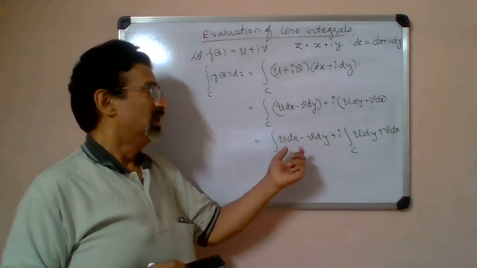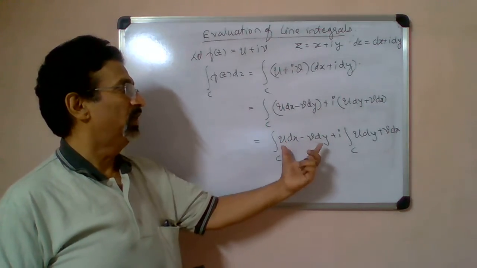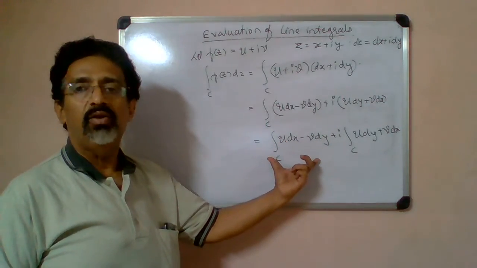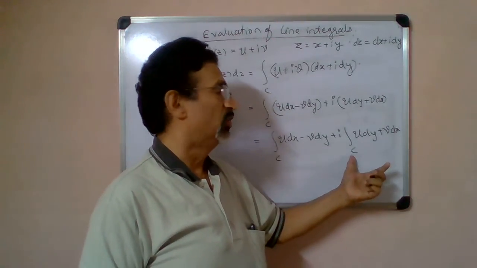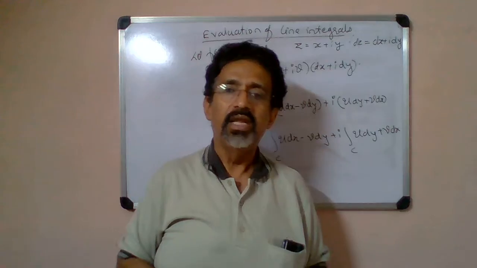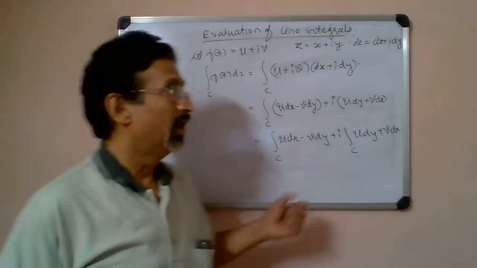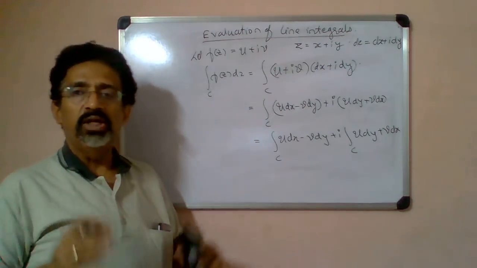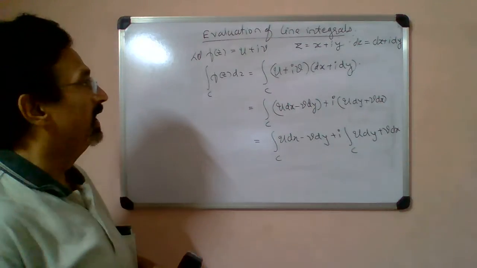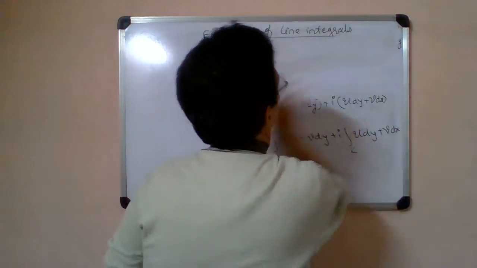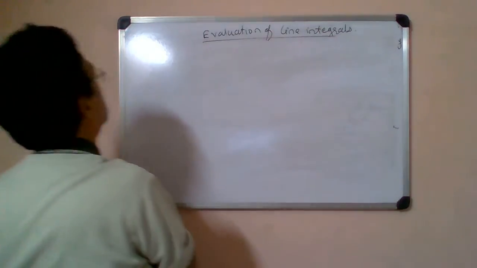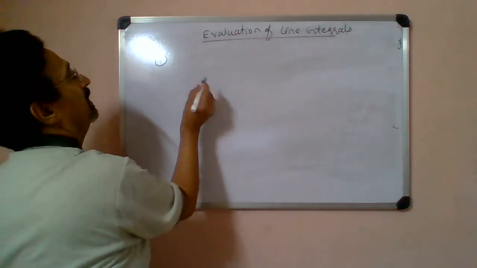So see, this u dx minus v dy integration is a real valued line integral. Similarly, the integral over C of u dy plus v dx is a real valued line integral along the curve C. Once we solve a few examples, you will come to know about the evaluation. So the first example I take is the first one.